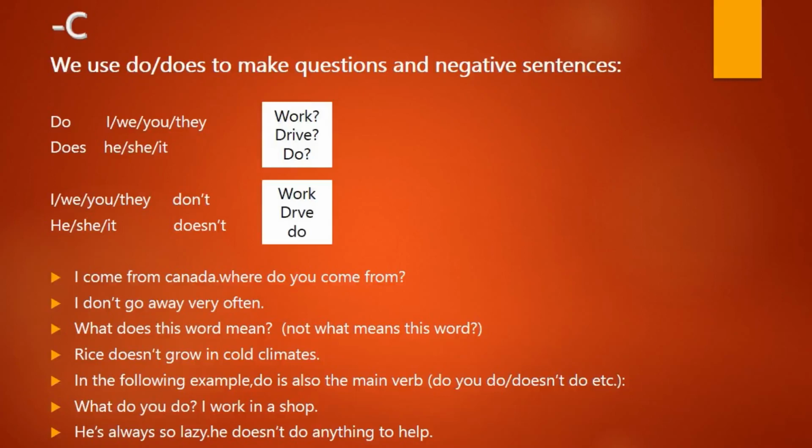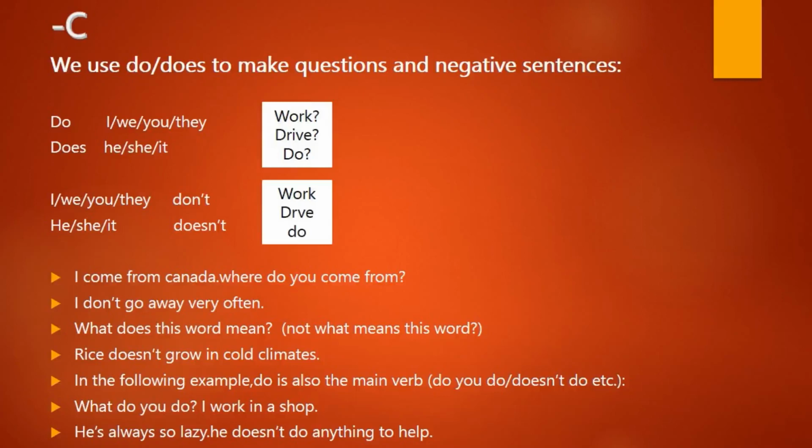He doesn't work, she doesn't work, it doesn't work. He doesn't drive, she doesn't drive, it doesn't drive. He doesn't do, she doesn't do, it doesn't do.